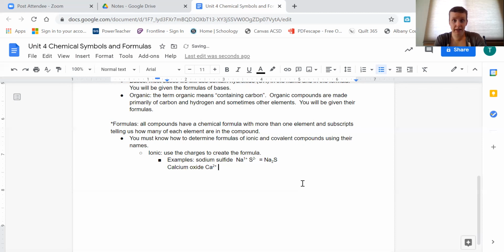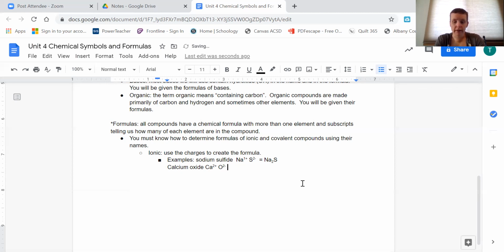Then you find oxide. Well, oxide isn't on the periodic table per se. Oxide is oxygen. Well, O, when it becomes an ion, if you look at its group, again, write those charges up at the top. O is going to be a 2-.